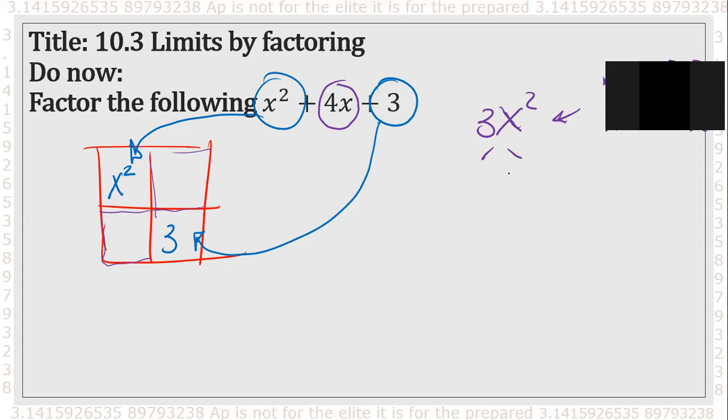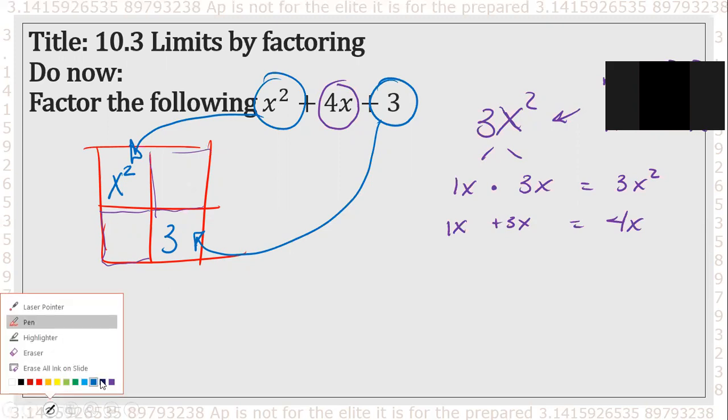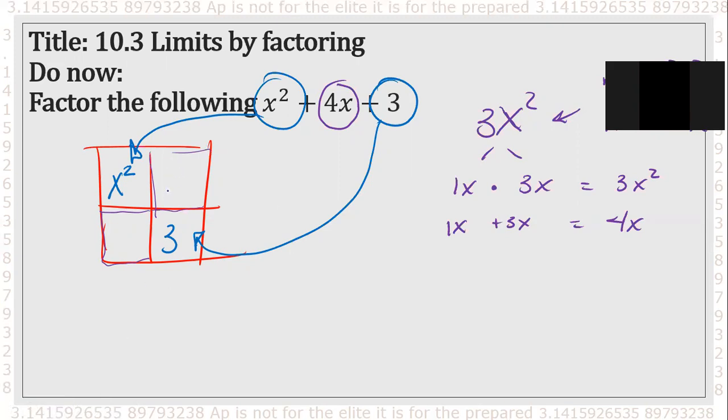So what do you guys got for me? Something that multiplies to 3x squared and adds up to 4x. 1 and 3. Yep, don't forget the x: 1x and 3x. If I multiply them, it gives me 3, and x times x is x squared. And if I add them, 1 apple plus 3 apples gives me 4 apples. So it meets both conditions. So I go ahead and put them here: 1x, and this will be 3x. Any questions so far?